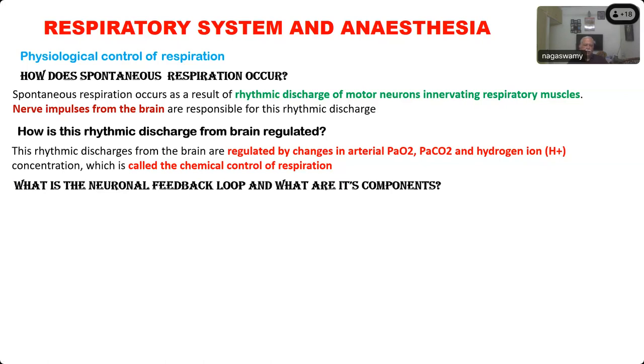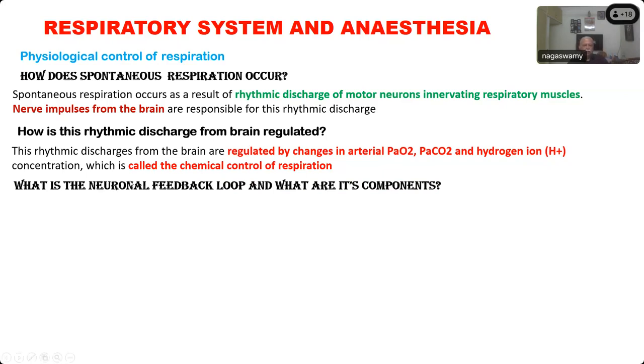But there should also be a neuronal feedback loop. What are its components? Even though these three factors, oxygen, carbon dioxide and hydrogen, play a very important role in the rhythmic discharge between inspiration and expiration, a neuronal feedback is also there. From the periphery it goes to the brain and initiates inspiration, stops it at a particular level after the achievement of oxygenation, then it stimulates the expiratory center to facilitate removal of carbon dioxide.